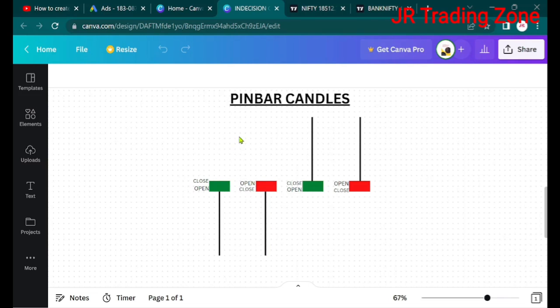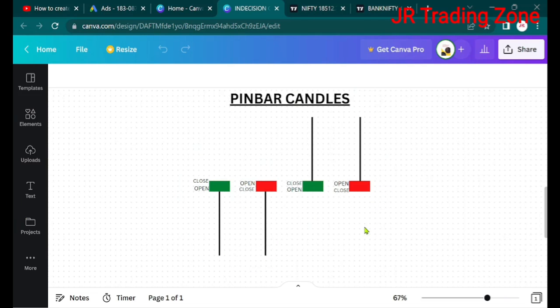The vice versa is happening here. Open is here, price moved up to this point on the top, sellers came here aggressively and sold heavily, and the close is just above the opening. In this case, opening here, moved up, sellers again came aggressively and sold here. Now the close is below the opening. Do you get any logic in this candle?